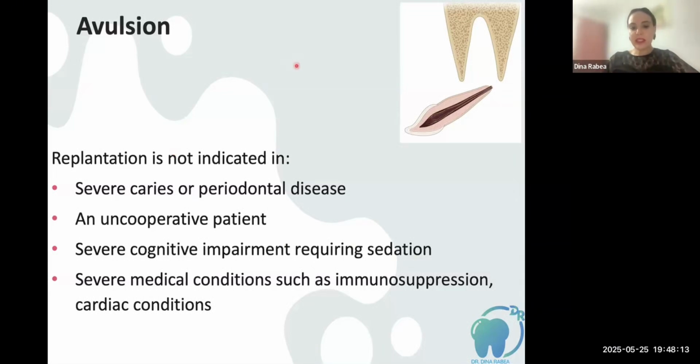And sometimes with severe medical conditions, such as cardiac conditions or severe immunosuppression. We do not want to put a tooth with dirt and bacteria back into the socket of a child who is immunocompromised. Also, if the tooth was initially very carious or had severe periodontal disease, there is no point in putting it back. But other than that, replantation is the only option we have for a permanent tooth at this age, until we can go through a better treatment with an implant, a resin bonded bridge, a normal bridge, and so on. And this won't be applicable before at least 18 to 19 years of age.